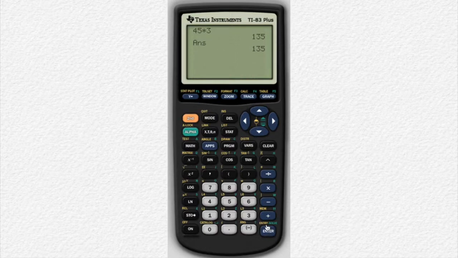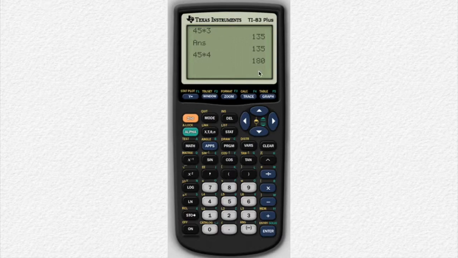Above the enter is entry, and I can pull up things. There's the last thing I had, which is answer, right above it. If I hit second and entry again, it pulls up the 45 times 3, and that I can go and edit. So I can just backspace here, and maybe I want 45 times 4 instead. I can type over it, hit enter, and now I have that result.